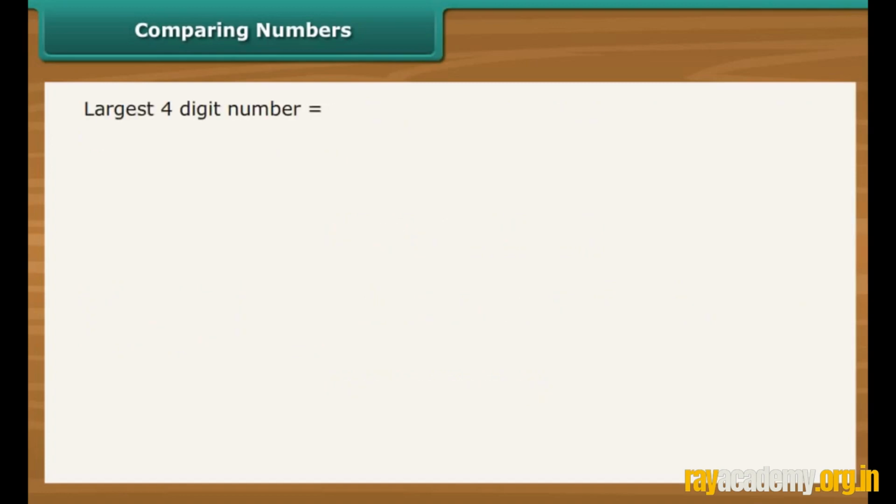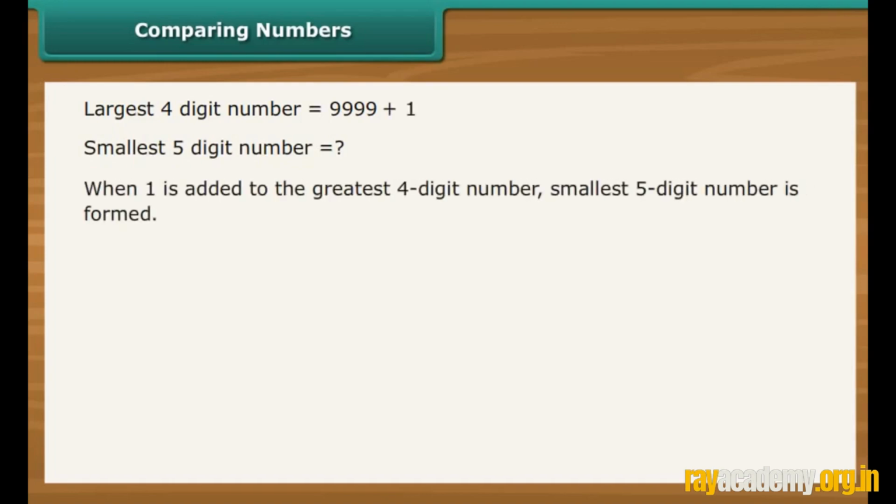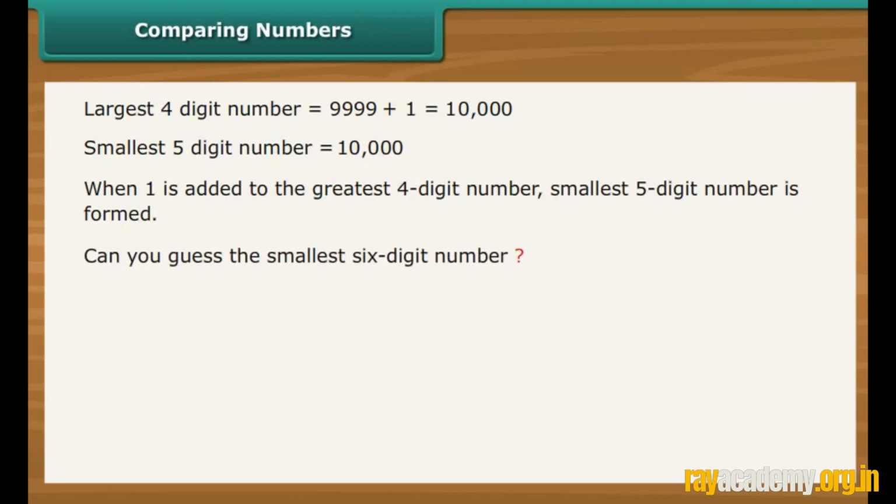The largest 4-digit number is 9,999. What should be added to this number to make smallest 5-digit number? The answer is, we need to add 1. Let us find out. On adding 1 to 9,999, we get 10,000, which is smallest 5-digit number. Can you guess the smallest 6-digit number? Smallest 6-digit number is 1 lakh.